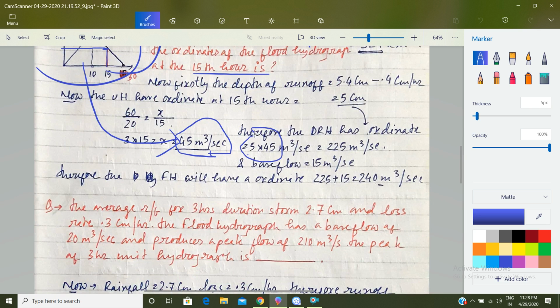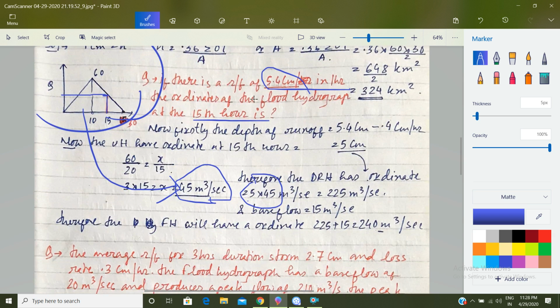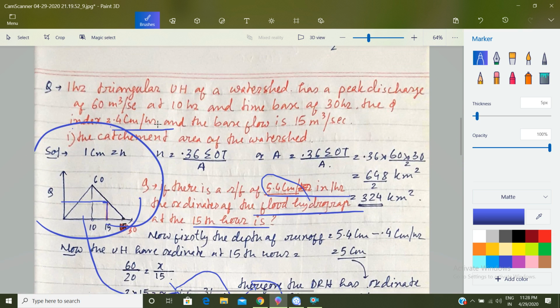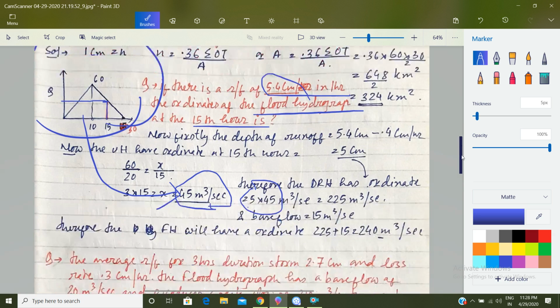As for the unit hydrograph, we have already got it, and we need the direct runoff hydrograph here. Not the direct runoff hydrograph, we need a flood hydrograph, so we have to add the base flow also. See, we have added the base flow. What is the base flow? A base flow of 15 meter cube per second. So we have to add this 15 meter cube per second here also.